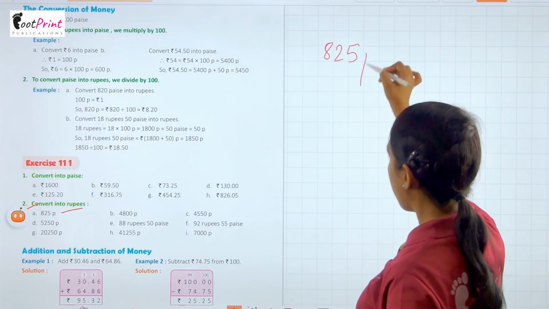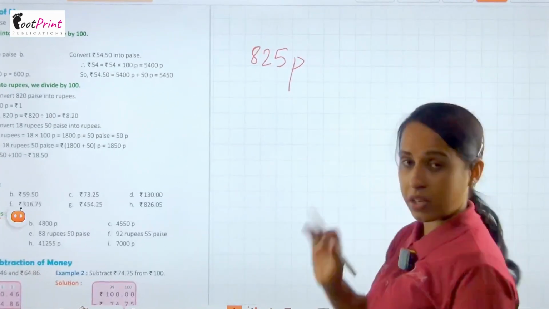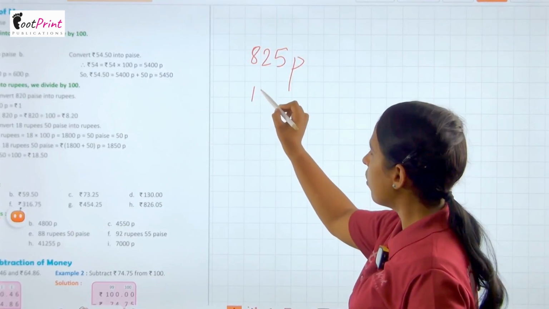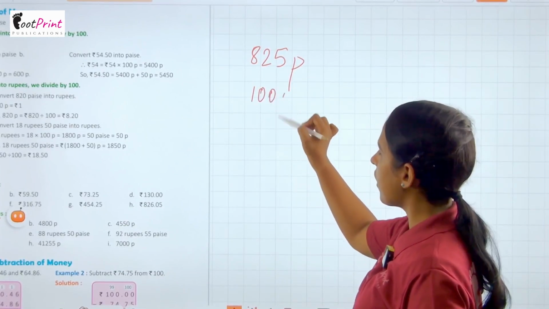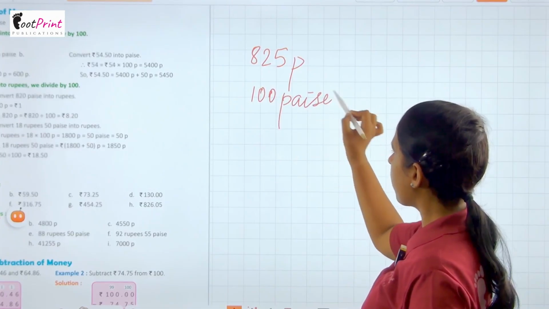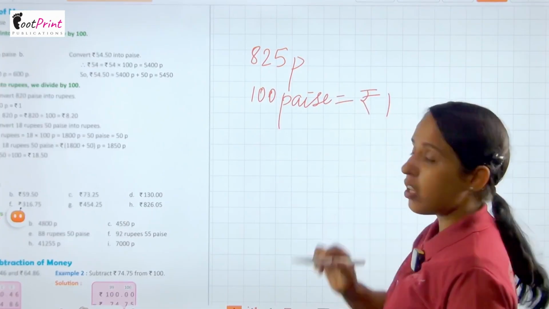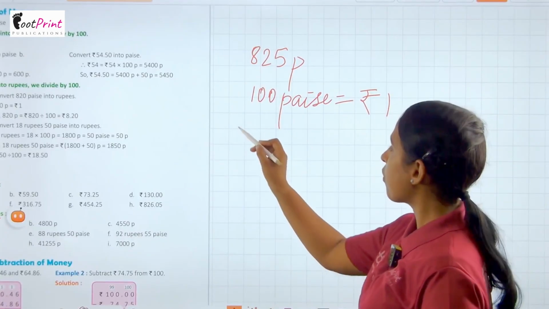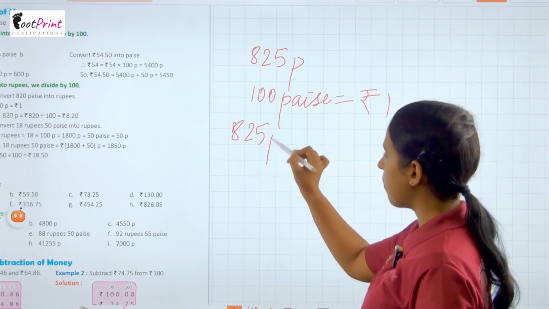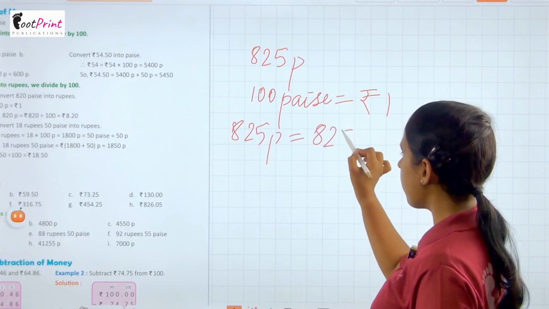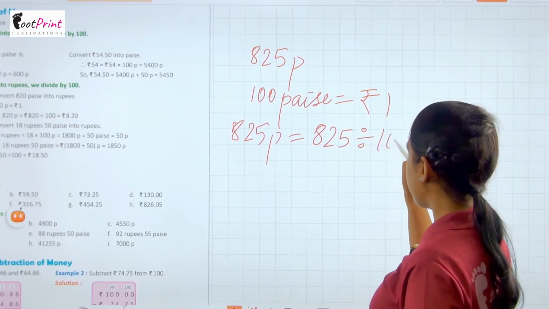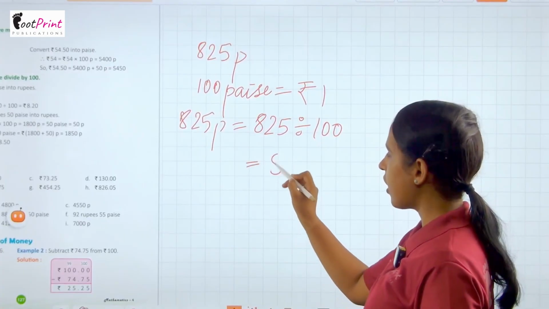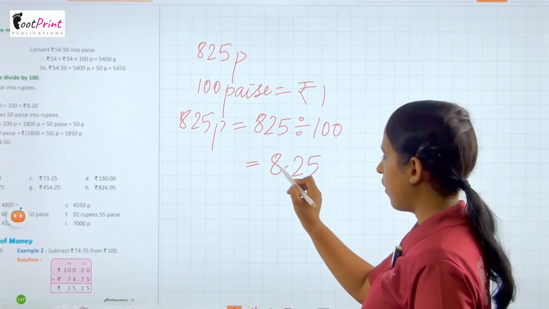825 paise ko hamein rupees mein convert karna hai. We know that 100 paise equals 1 rupee. So when we convert paise to rupees, we divide by 100. So 825 paise will be equal to 825 divided by 100. After dividing it, we get 8.25 rupees.